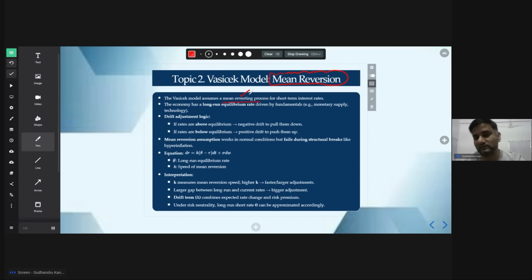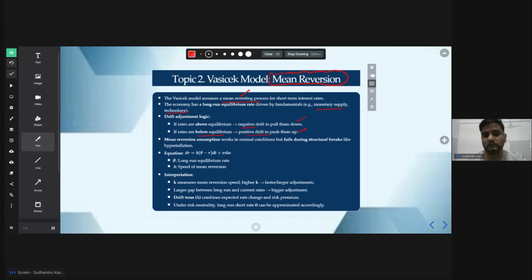Okay, so we are adding mean reversion to an arbitrage-free model. In the long run, rates tend to gravitate or move back towards an equilibrium level, determined by fundamentals, which can be your monetary supply, technology, etc. There's a drift adjustment logic. If rates are above equilibrium, there's a negative drift, obviously, to get them back. If rates are below equilibrium, there is a positive drift to push the rates up. Think of it like a spring, pulling rates back towards the center or up from below.